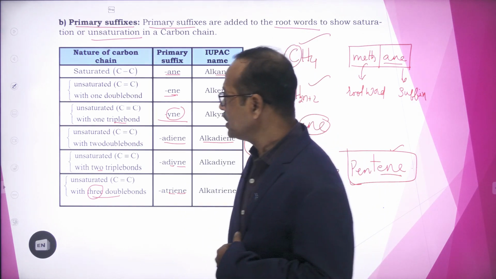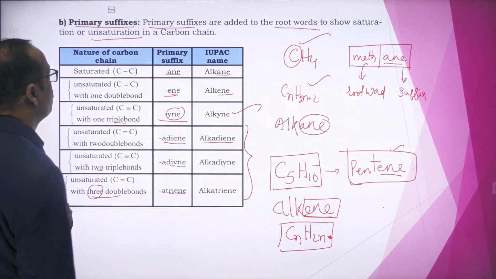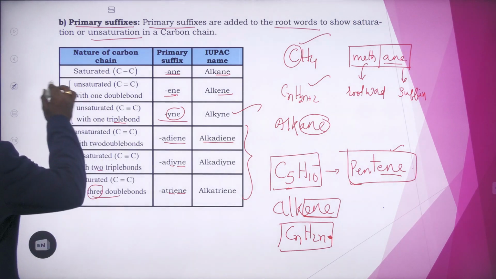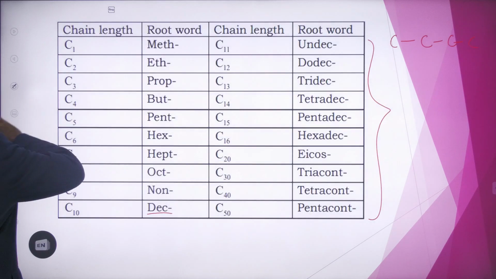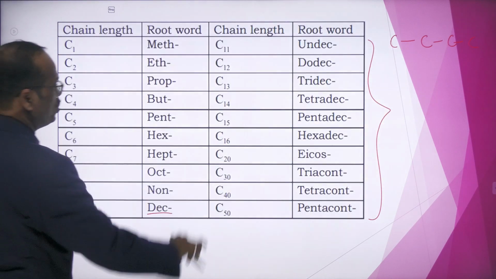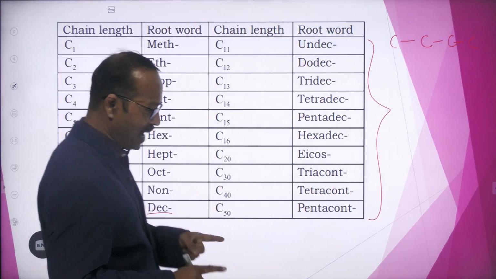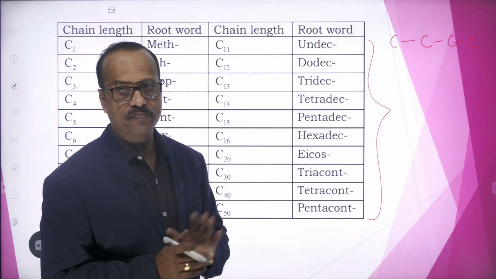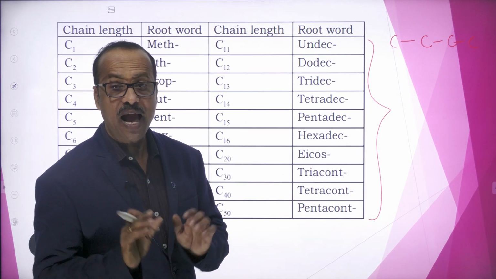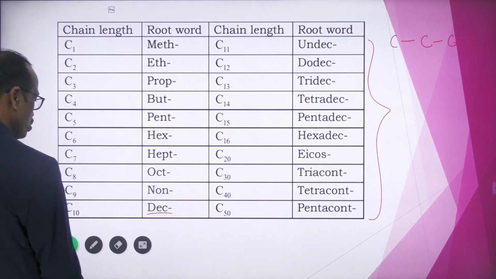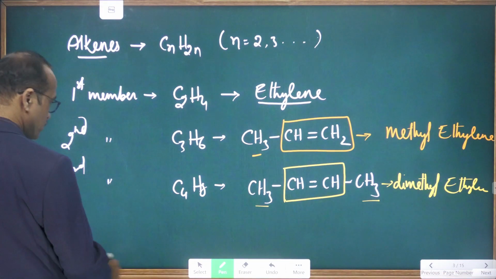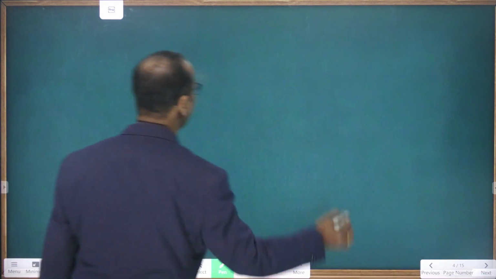So first you practice this, and then we go to some other topic. Students, today I will stop with this topic. With the primary suffix, you write the names. You write the names of the first 20 alkanes, alkenes and alkynes. So that is your homework today.